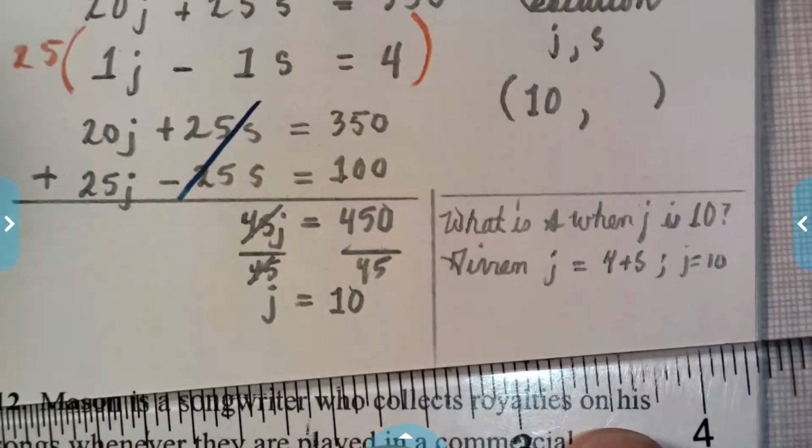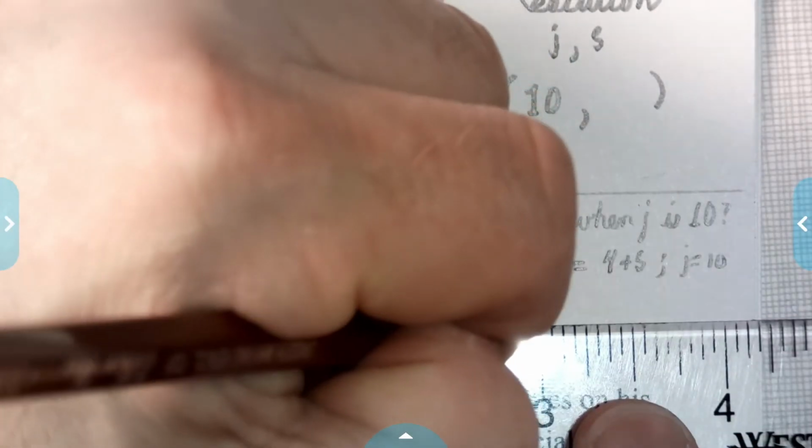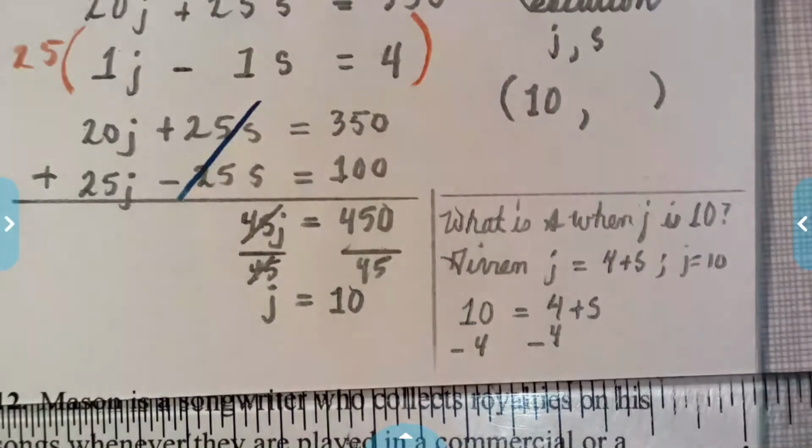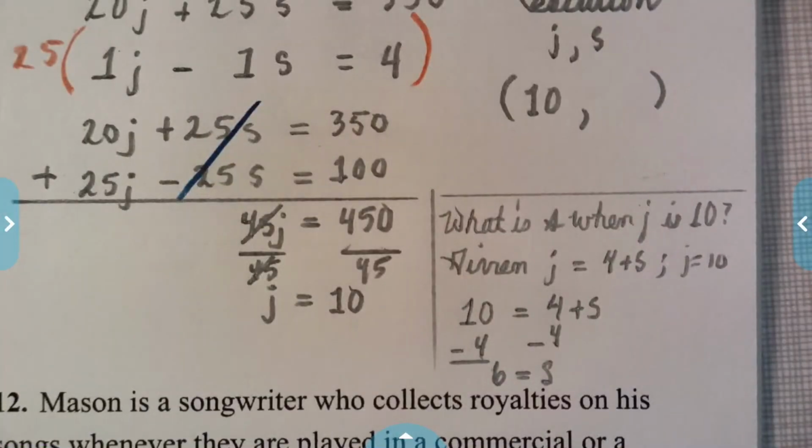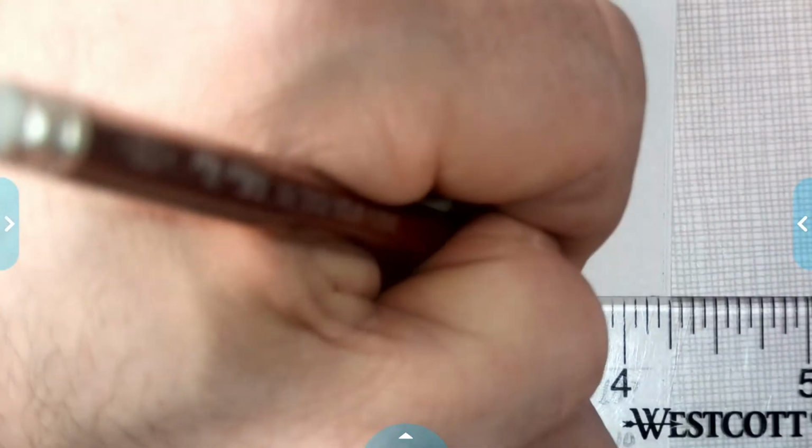So given j equals 4 plus s and j equals 10, we have 10 equals 4 plus s, and if we subtract 4 from both sides, we will have 6 equals s. Okay, so over here we can put 6.